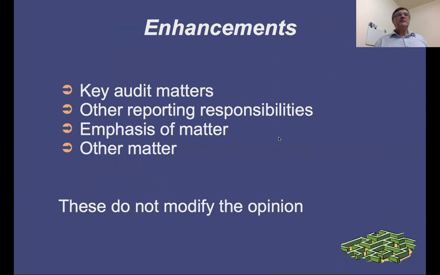Now, apart from the opinion, there are some other important things that could go into an audit report. I call them enhancements. There's a key audit matters section. Compulsory for listed companies, will be for FMC reporting entities with higher responsibility, but so far not for anybody else. And no one's doing them voluntarily. There might be another reporting responsibilities section. These are now very rare. They used to be quite common. There might be an emphasis of matter, there might be an other matter. And there might be a section dealing with other information. But none of these enhancements to the report modify the opinion.